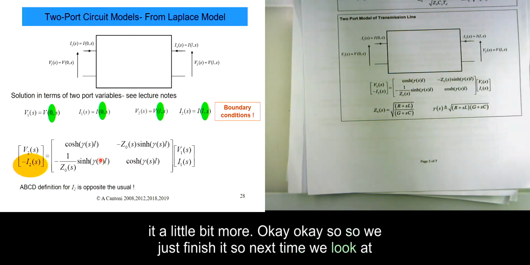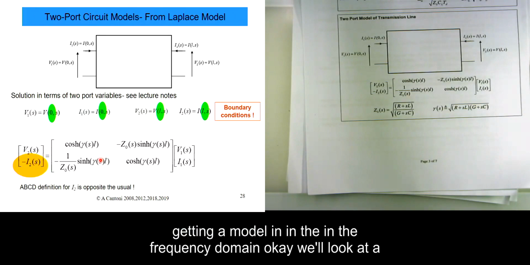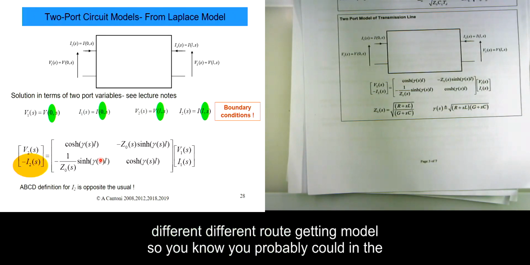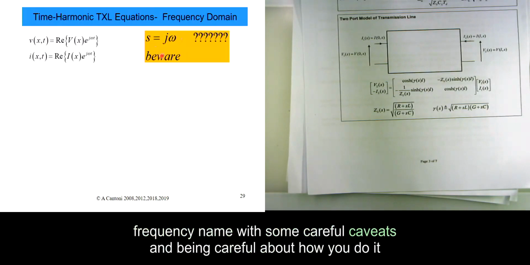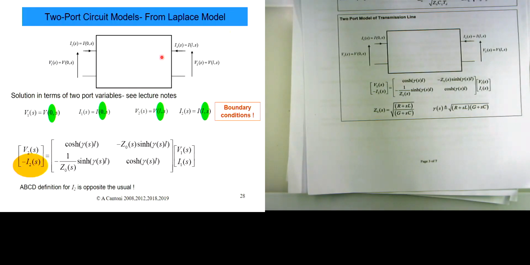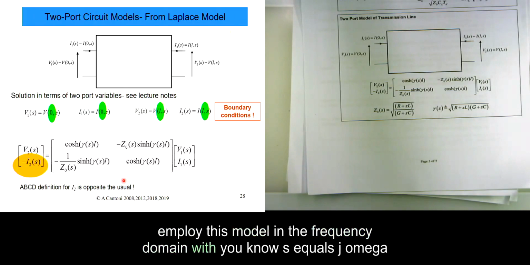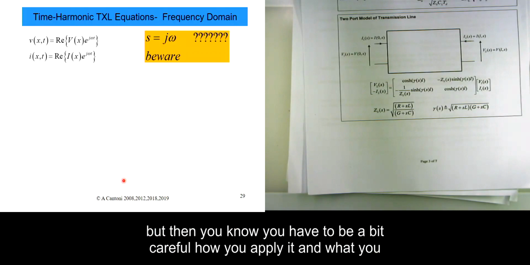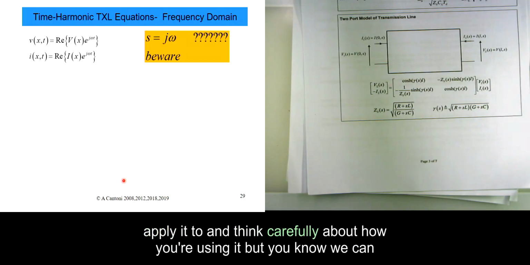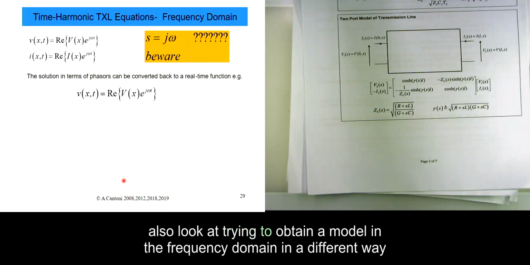So next time we'll look at getting a model in the frequency domain, and we'll look at a different route of getting a model. You probably could, in the frequency domain, with some careful caveats and being careful about how you do it, employ this model in the frequency domain with S equals j omega. But then you have to be a bit careful how you apply it and what you apply it to, and think carefully about how you're using it. But we can also look at trying to obtain a model in the frequency domain in a different way.